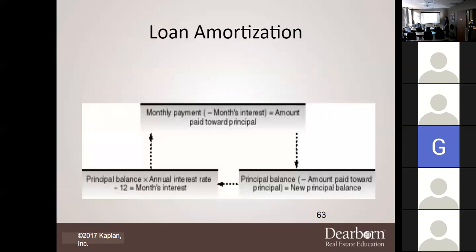Loan amortization. This is what we talked about, where you take the monthly payment minus the monthly interest, which gives the amount paid towards the principal. The principal balance minus the amount paid towards the principal equals your new principal balance, which then leads to the principal balance times the interest rate divided by 12, giving you approximately what your monthly interest is going to be.